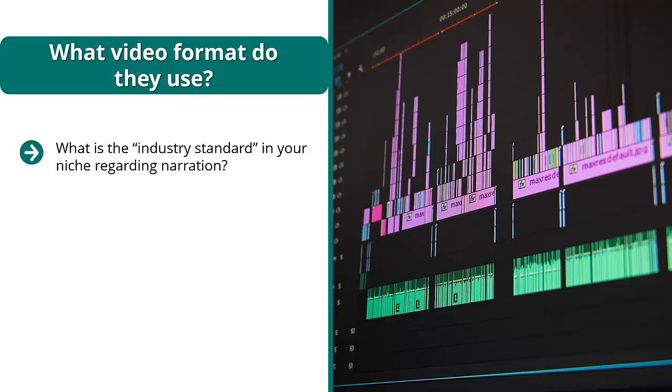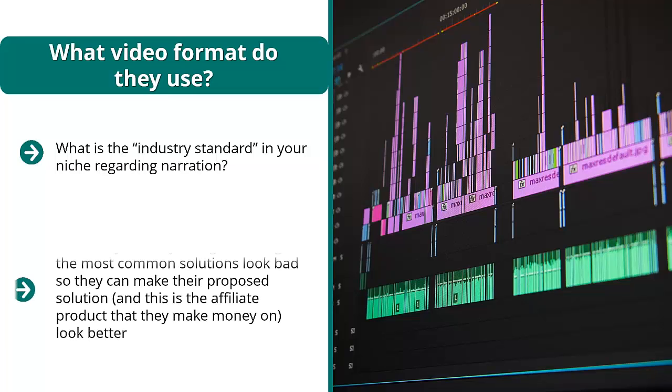Some would come out and say it. Others would try to scare people and then come up with solutions. And others would talk about the existing solutions and then knock them down one by one because of their shortcomings. What they're really doing is making the most common solutions look bad so they can make their proposed solution, and that is the affiliate product that they make money on, look better. So pay attention to the format.